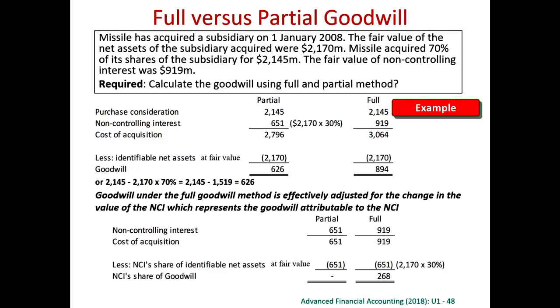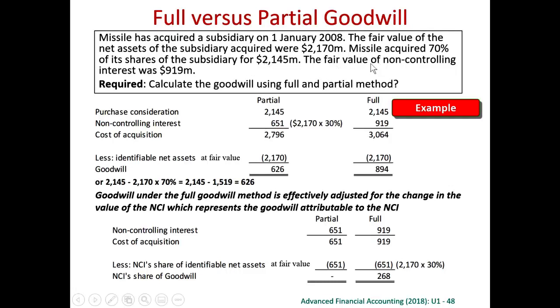In this case, we have acquired a subsidiary on 1st of January 2008. The fair value of the net asset is 2,170. So on the day of acquisition, we must measure everything at fair value. So I acquired 70% of the shares. Therefore, there should be a 30% non-controlling interest.